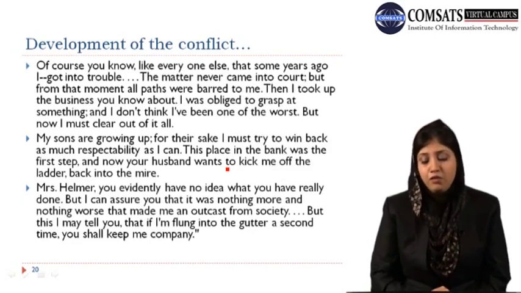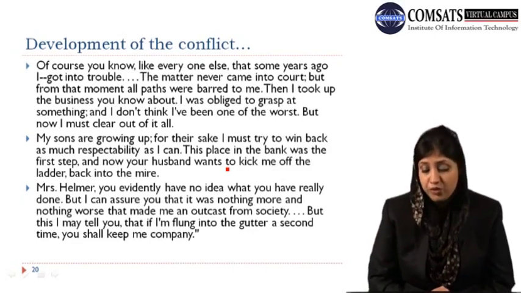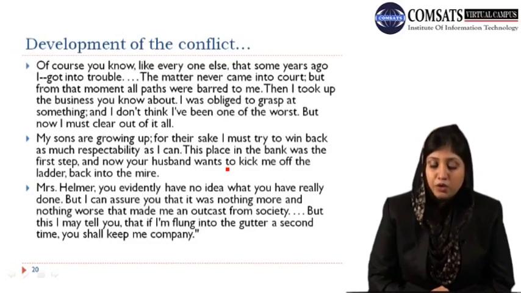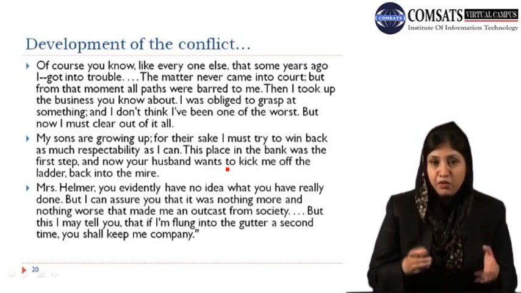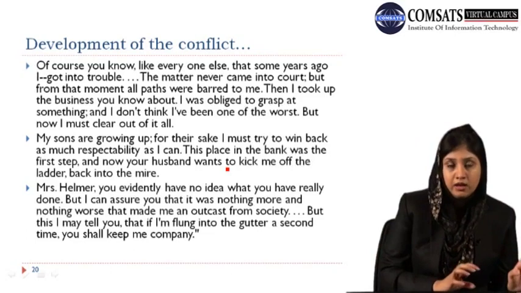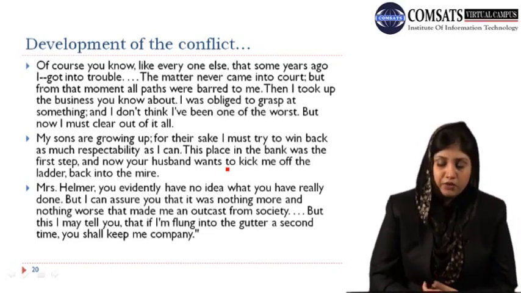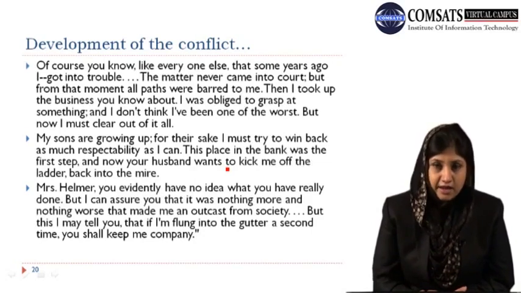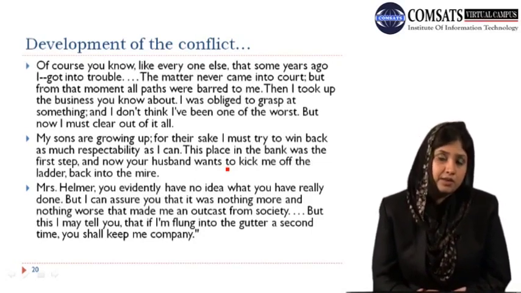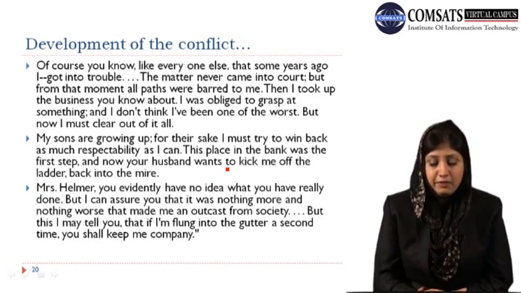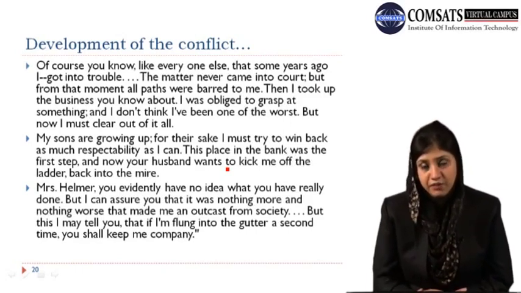"Mrs. Helmer, you evidently have no idea what you have really done. But I can assure you that it was nothing more and nothing worse than made me an outcast from society." Here, Krogstad is referring to the criminal act that both of them have committed in their own lives. Krogstad by doing one thing, and Nora by forging her father's signature. Both are criminals. However, Krogstad is sharing his feelings about Nora, her status, and her act. Although he respects her act as a very noble act, he says that he will become an outcast from society if he does it.